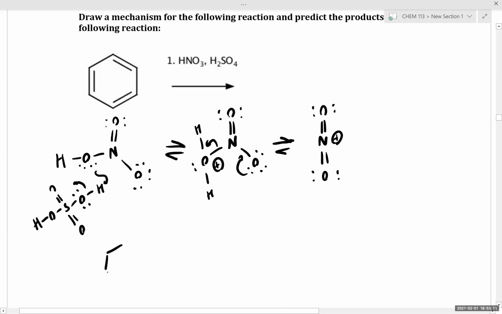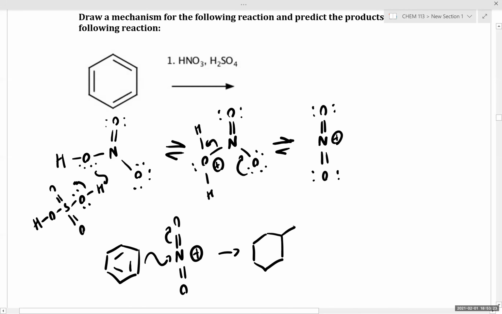Now that we have our reactive electrophile in place, we are going to attack our electrophile with our nucleophilic pi bond. And we're going to form our carbon-nitrogen bond. Then what we're going to do, well, we get water from the elimination step.